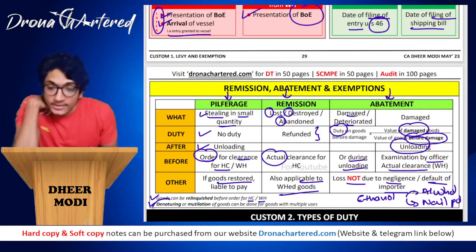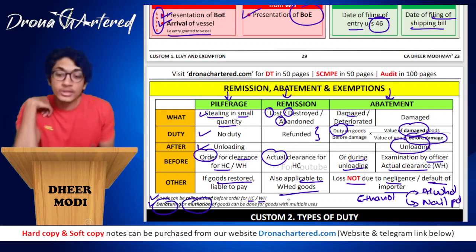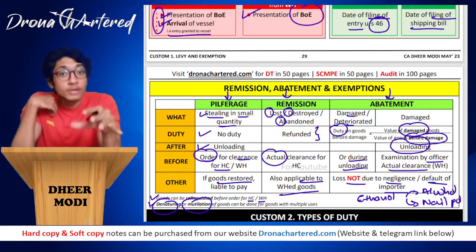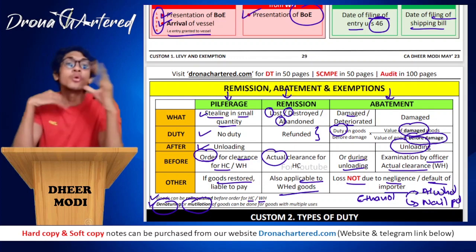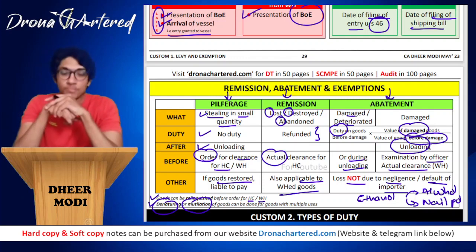So that is denaturing or mutilation of goods, which can be done for goods with multiple uses, to ensure that for whatever purpose you are saying, these goods are only and only used for that purpose.